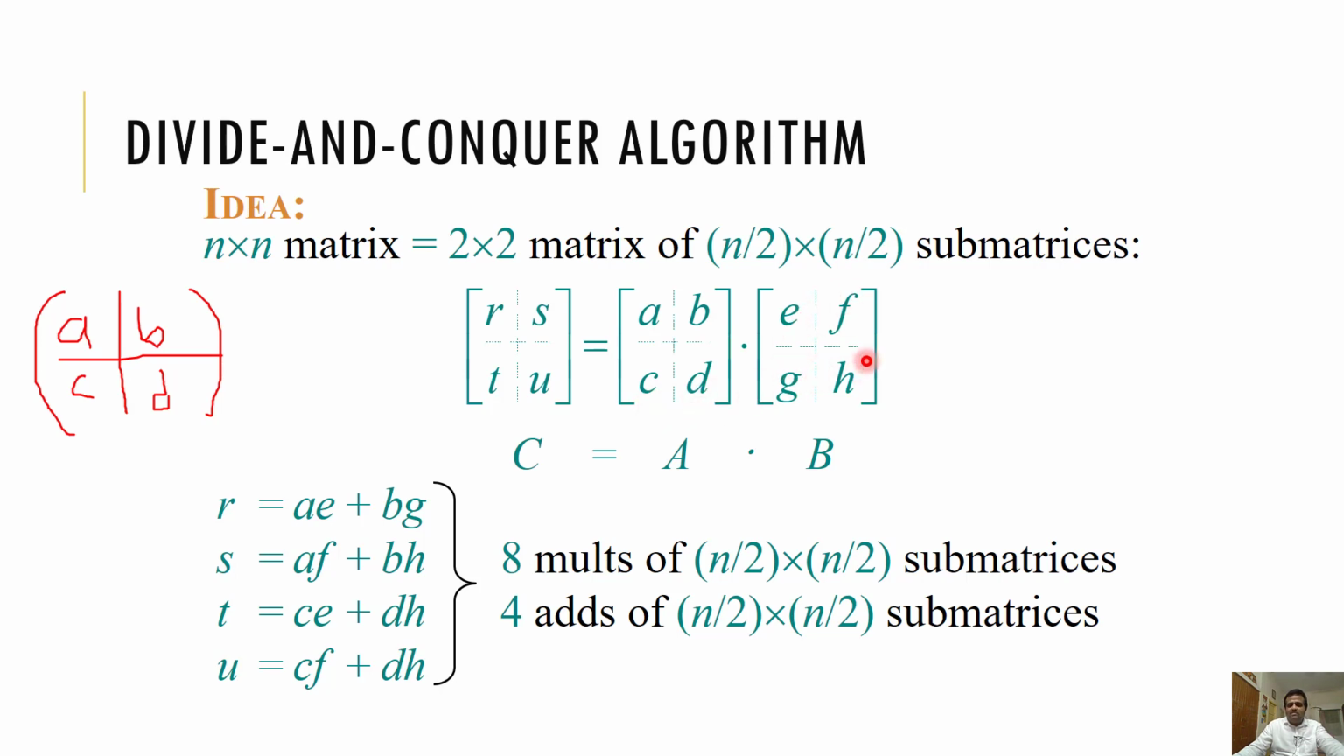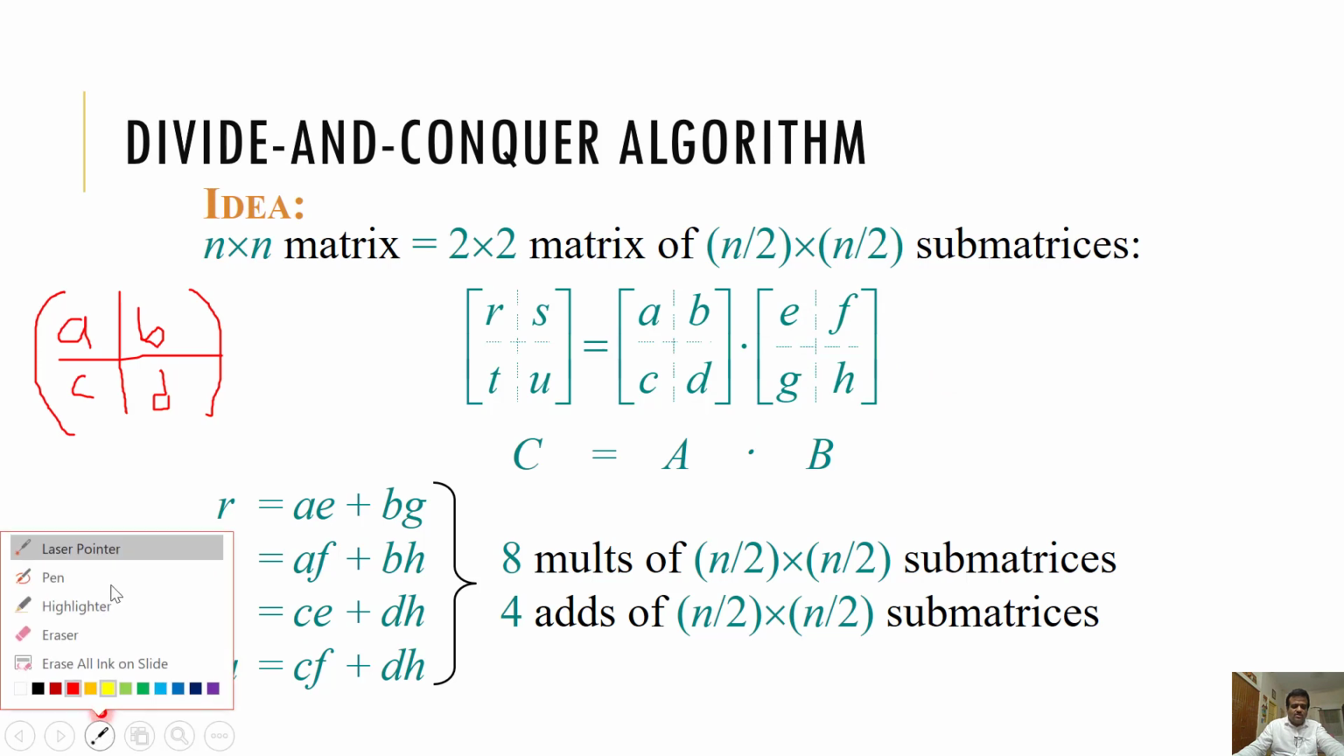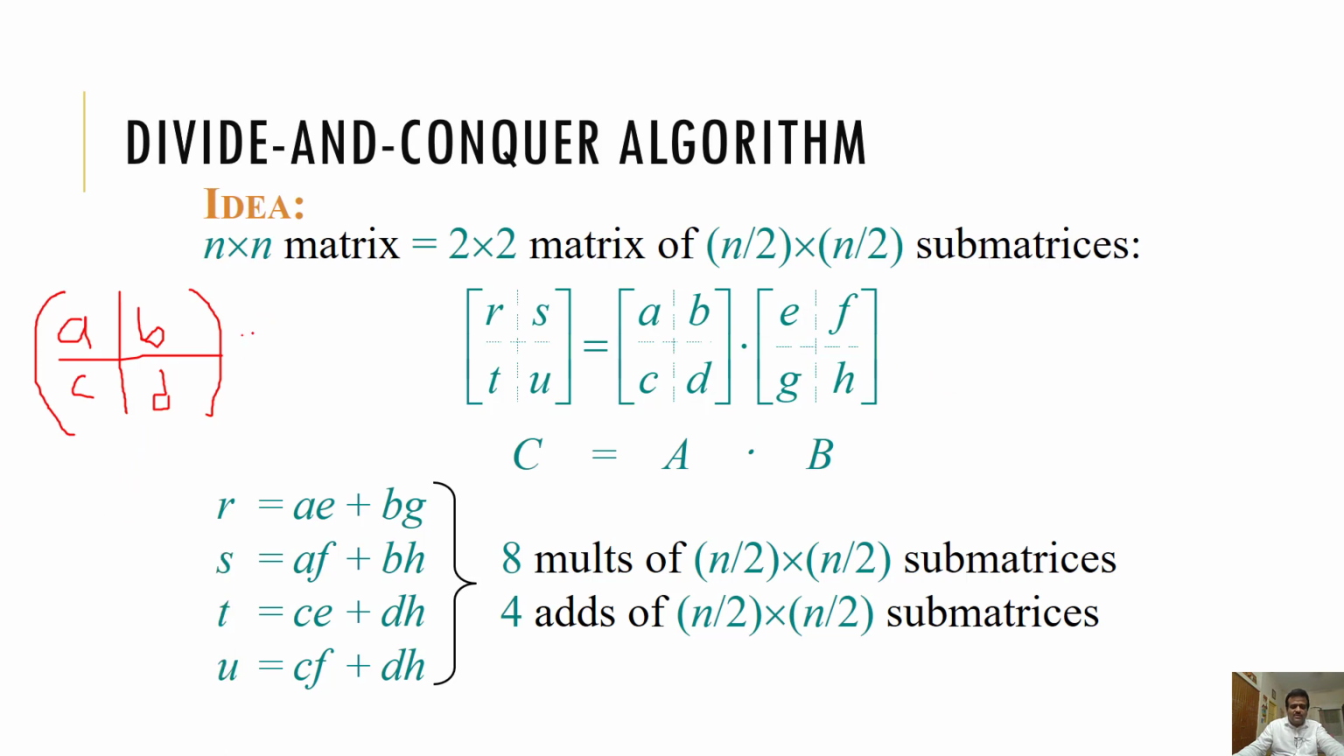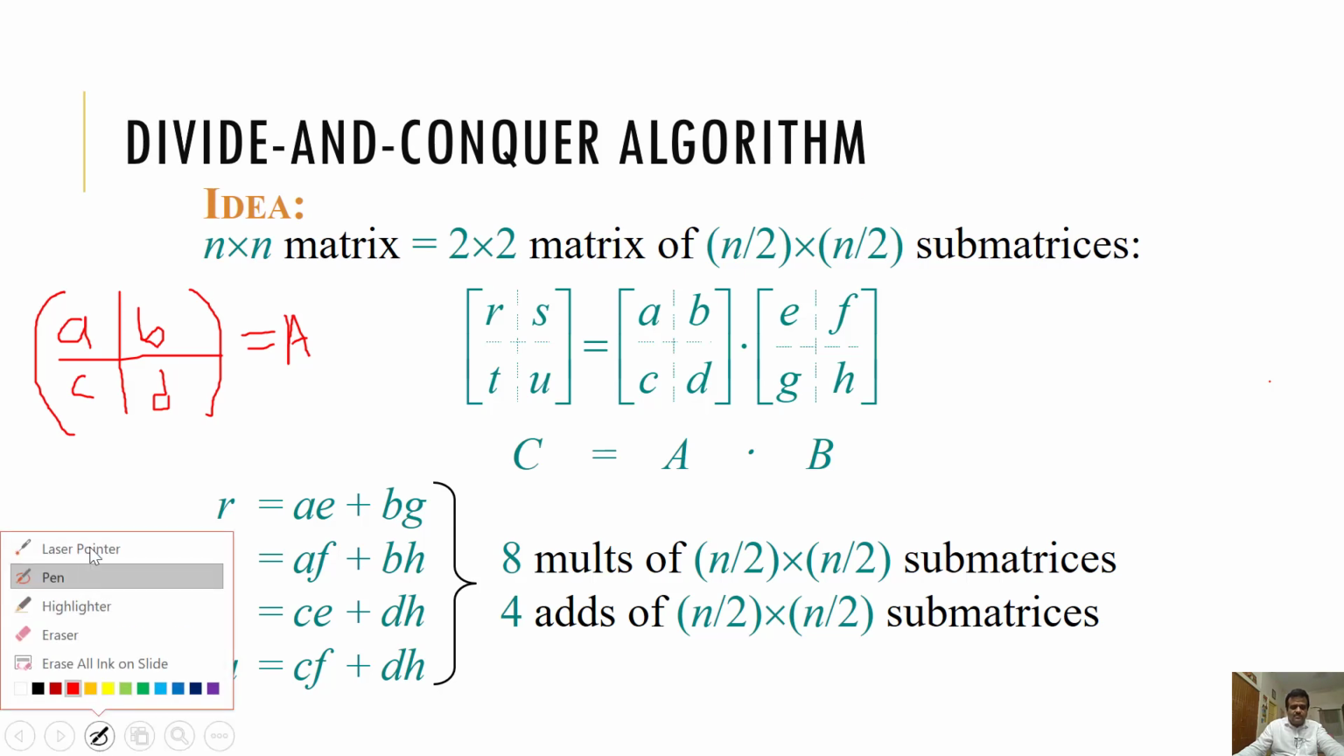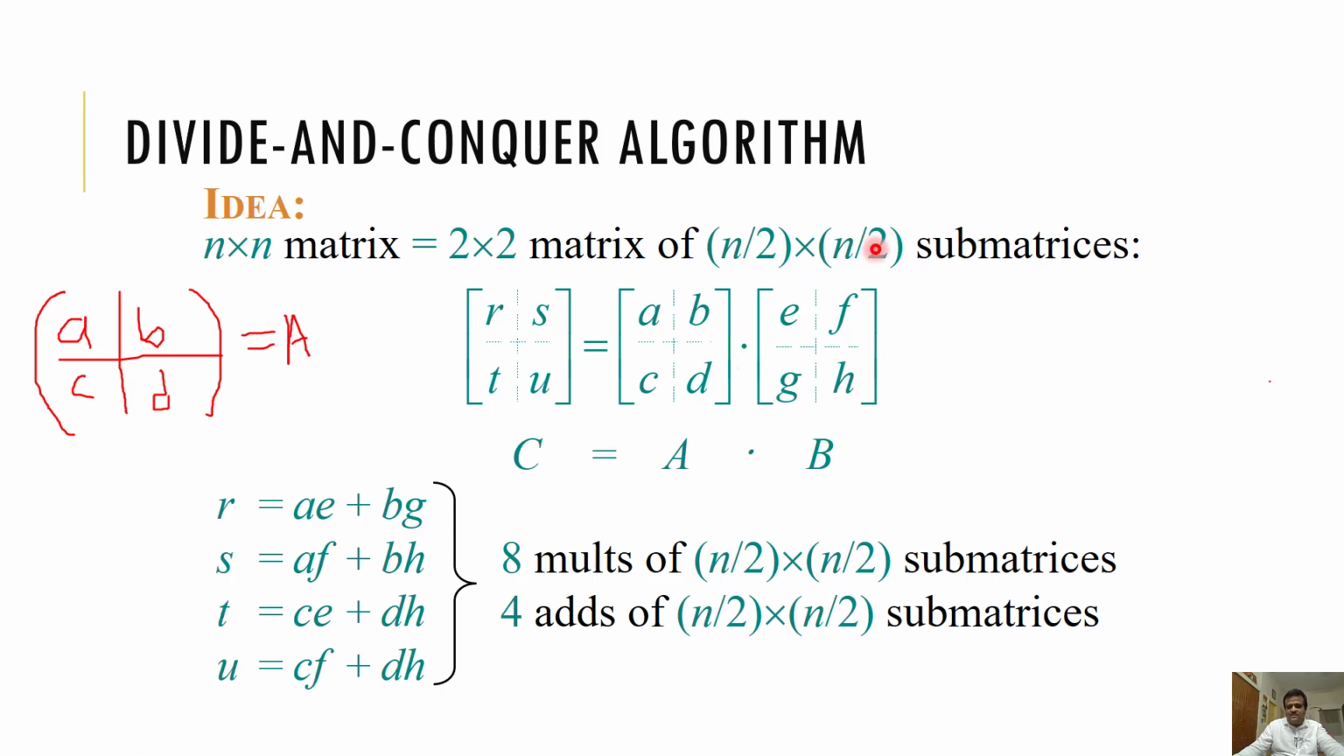Similarly, the B matrix we write in the same way: E, F, G, H. So this is our A matrix, and similarly we denote the B matrix like this. This is our B matrix. Now this is our C matrix, and we do it in a similar way. So these are the sub matrices.